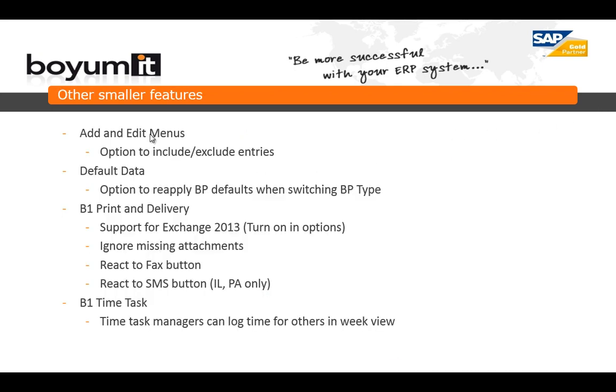To round out this presentation, I want to quickly mention a lot of other smaller features. For example, add and edit menus now have the option to include and exclude menu items. The default data have the option to reapply BP defaults when switching business type between customer and supplier. The B1 Printer Delivery now has support for Exchange 2013, which you can go in and turn on in the options. It can also now, if you have additional attachments, ignore them if they don't exist. So if you have some attachments that are only there sometimes, it will not fail just because they are not there. You can also react now to the fax button if you want to use that button for some specific delivery. And if you are in Israel or Panama, where the SMS button is active, you can also react to that now.